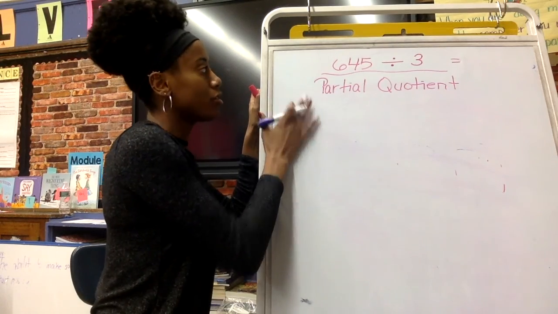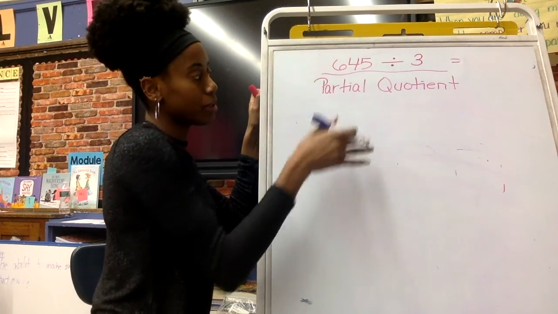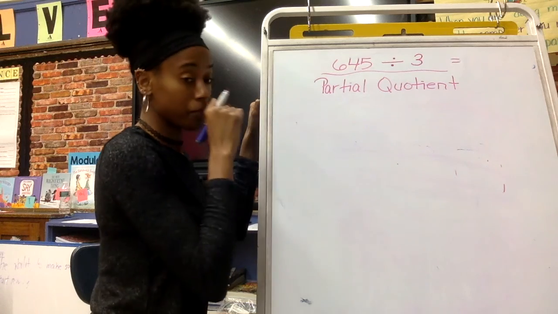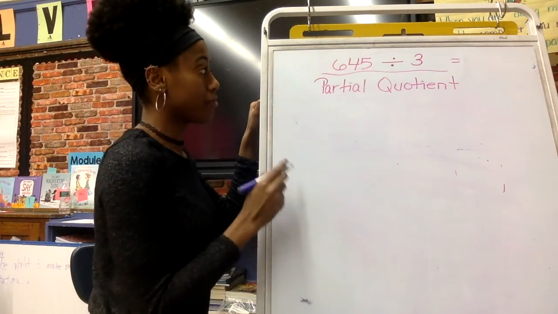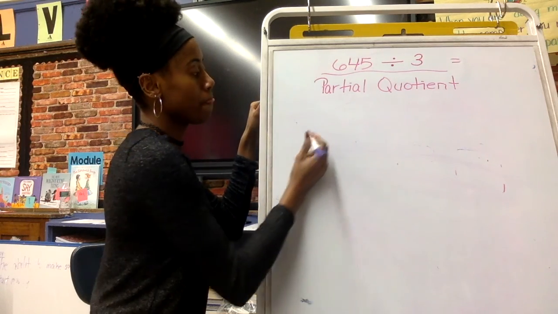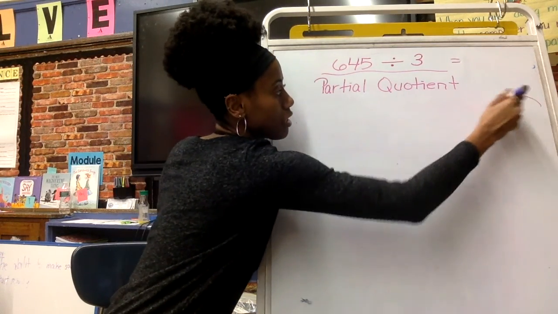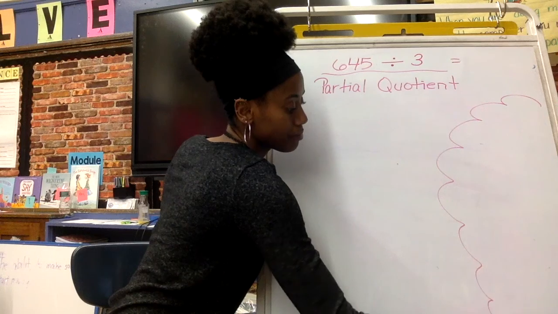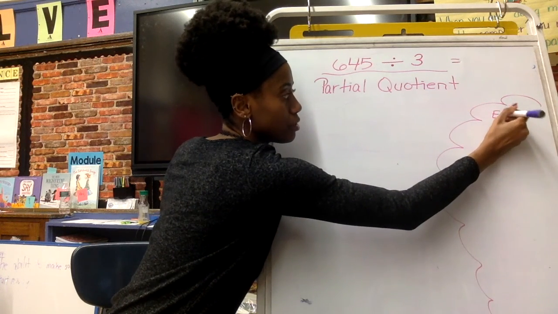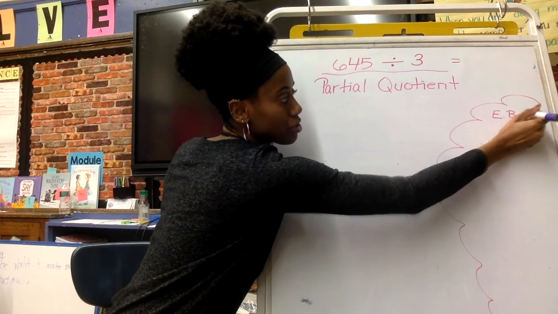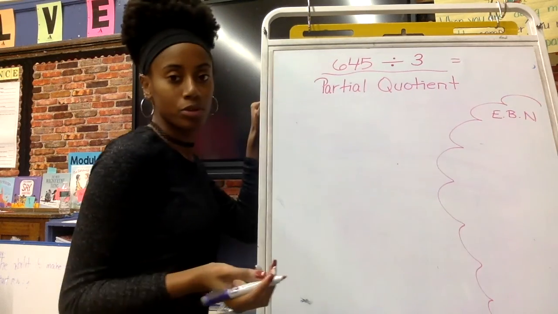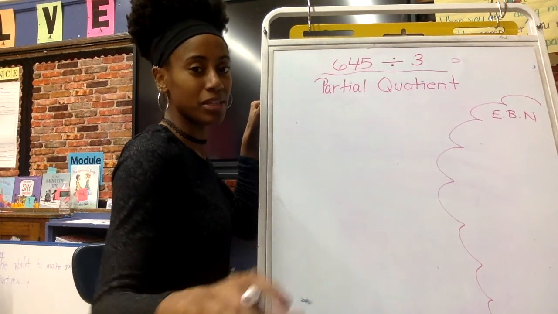So now we're going to solve for 645 divided by 3 using the partial quotient. The first thing that we always have to do when we're using the partial quotient is list our easy breezy facts. I usually like making my little cloud on the side, putting easy breezy facts or numbers. I usually say numbers, but facts works as well. But I label that as EBN.